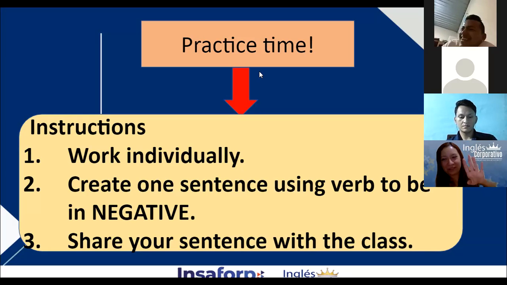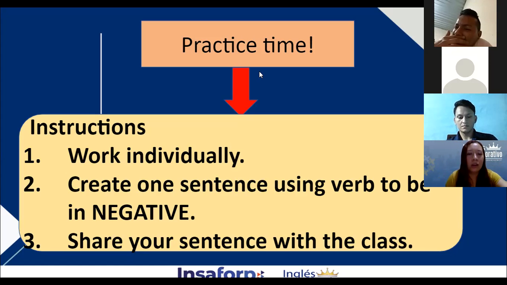Ahí ya dijo my brother. Ahí ya dijo el sujeto. El it ya no lo ocupa. El it no se puede usar con personas. Se le dice my brother is not in the house. Is not. Ajá, correcto. My brother is not in the house. Muy bien, Jason.